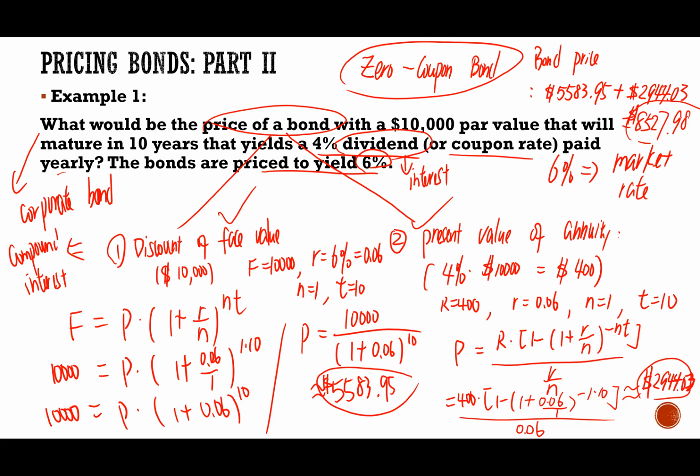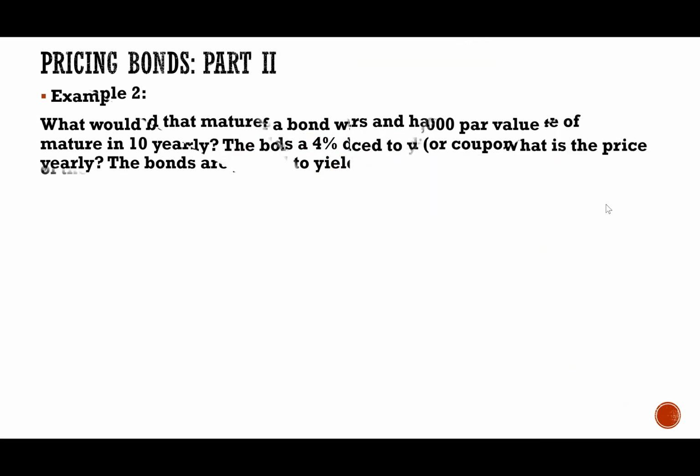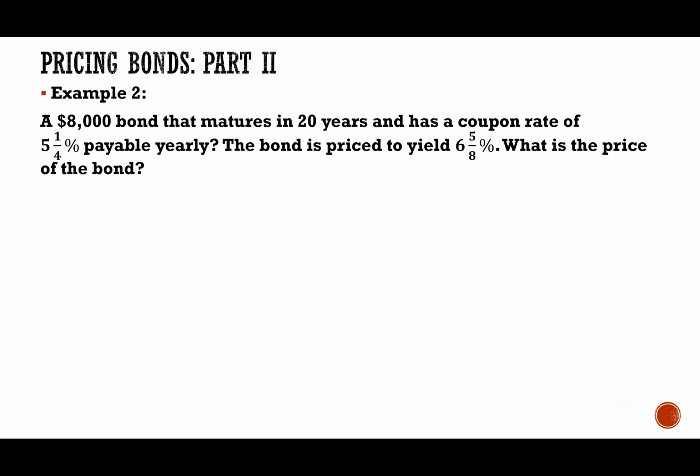Now let's look at example number 2. Let's say an $8,000 bond that matures in 20 years has a coupon rate of 5.25% payable yearly. The bond is priced to yield this, so this is the market rate. What will be the price of the bond? For this question, I want you to spend 5 minutes and think about how to handle this. Again, the face value of the bond is $8,000. So this is face value or par value.